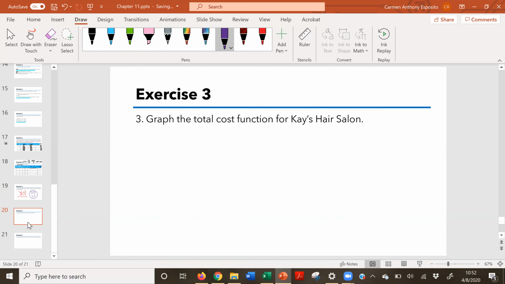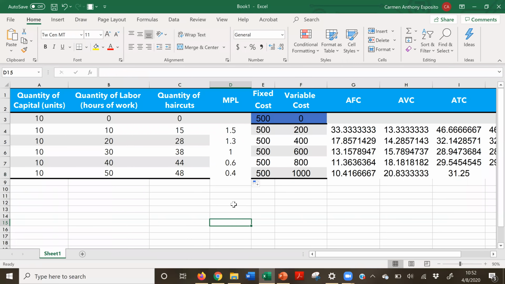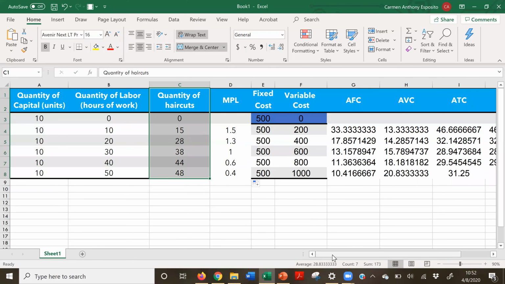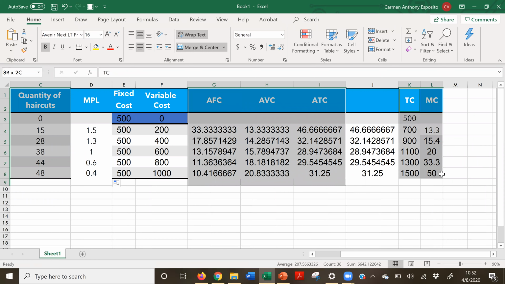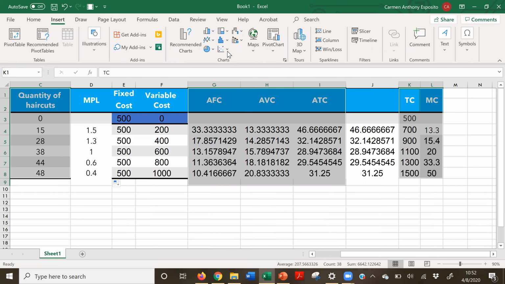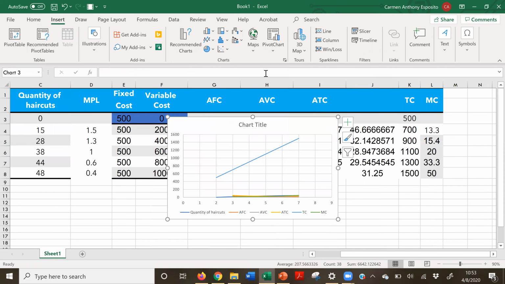The next problem is graphing total cost and then graphing everything else, all the other costs. So average total, variable, fixed, marginal. So what I'm going to do is use my spreadsheet instead of doing it by hand. And so our x-axis is going to be this quantity of haircuts, and our y-axis is going to be these other costs. So let's see if I can get a nice graph. And it looks like I can.